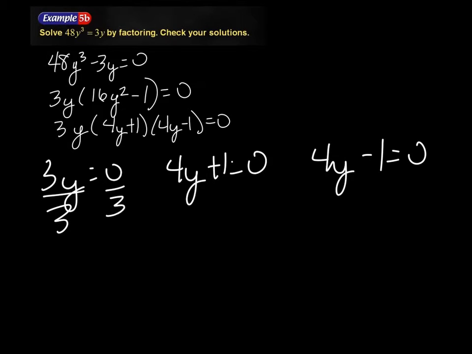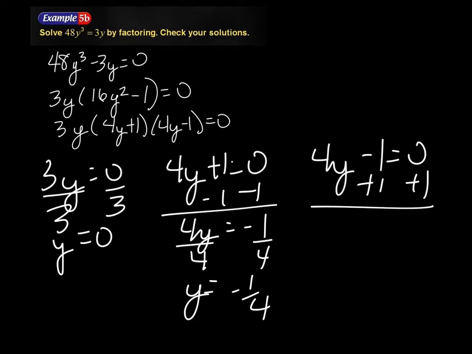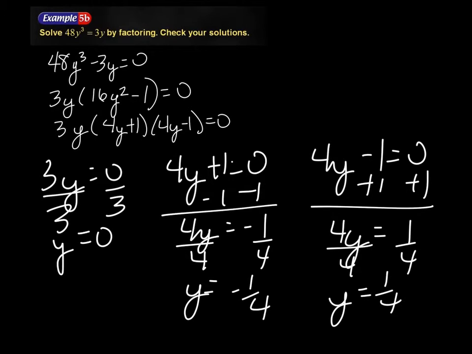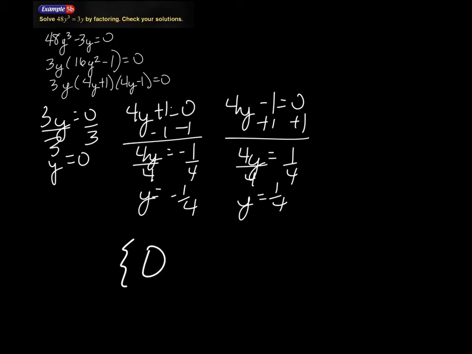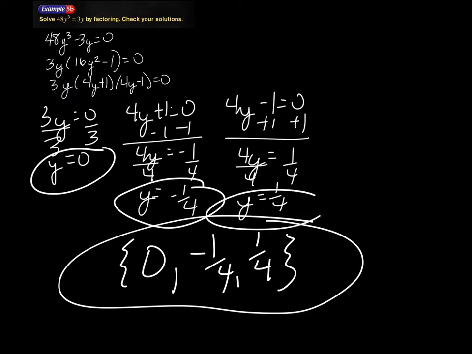Divide by 3, and we have y equals 0. Subtract 1, divide by 4, y equals negative 1/4. Add 1, divide by 4, and we have our three solutions. So y could equal 0, negative 1/4, positive 1/4. The braces mean order does not matter. You could write them in any order you want, or I'm okay with this too. Just circle your answers.